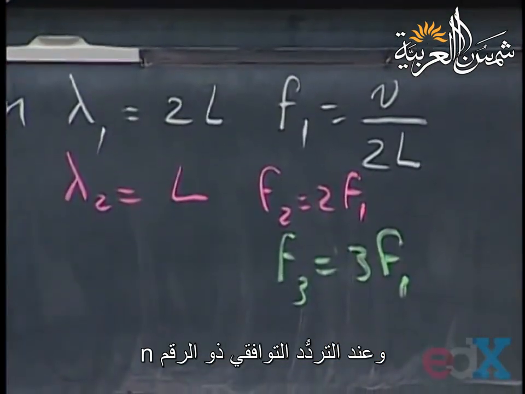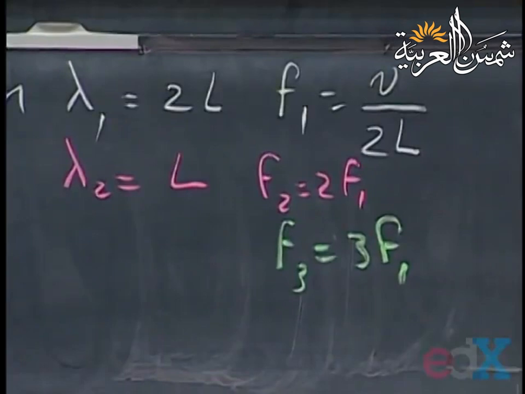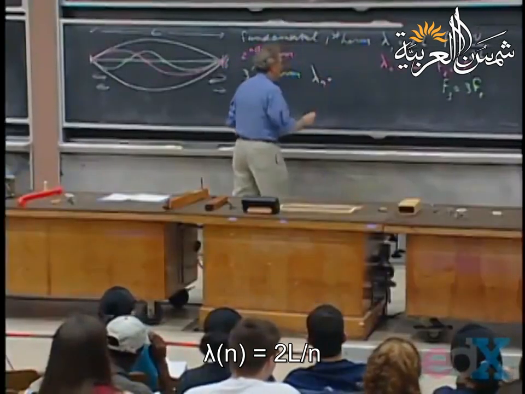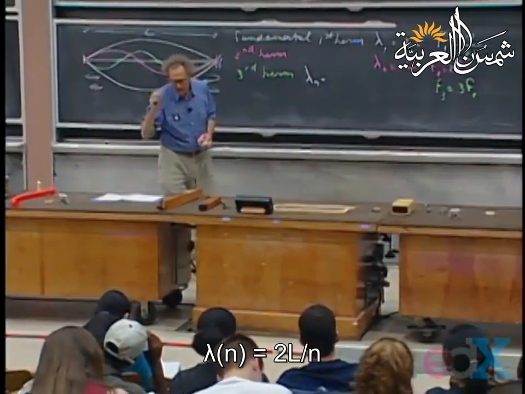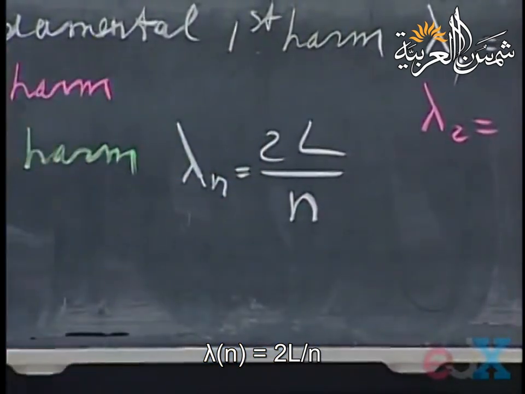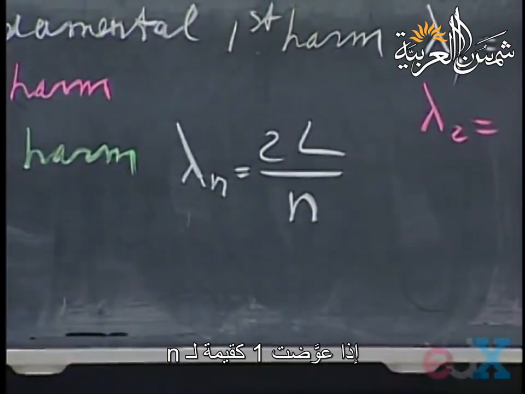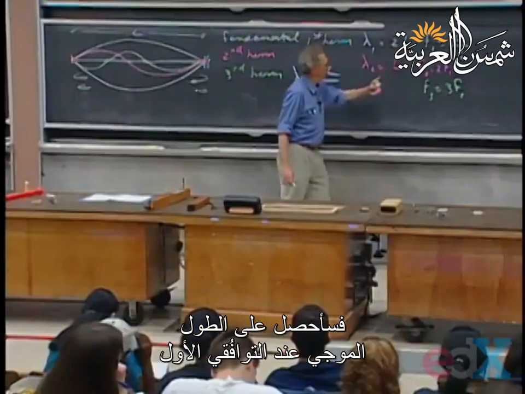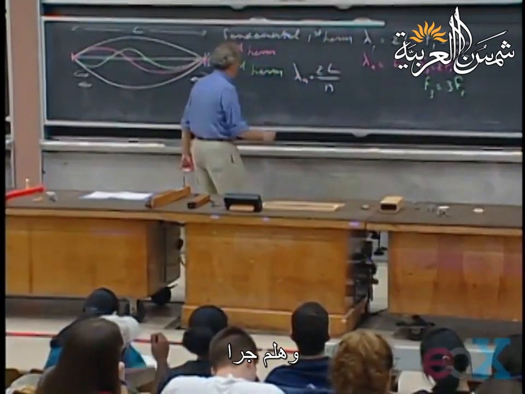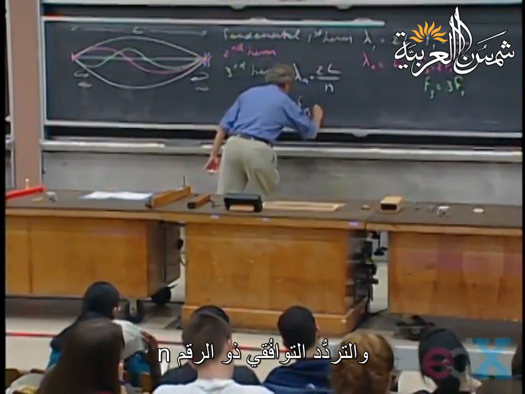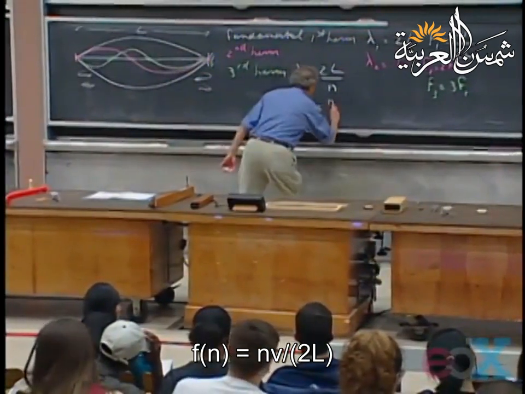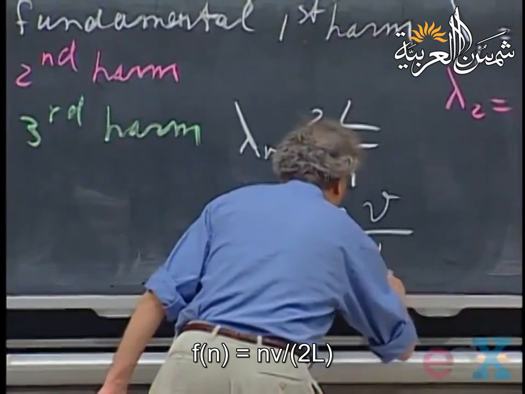And if you want to know for the nth harmonic, n being Nancy, then lambda n equals 2L divided by n. Substitute in n equals 1, and you find the wavelength for the first harmonic. Substitute n equals 2, and you find the wavelength for the second harmonic, and so on. And the frequency for the nth harmonic, n stands for Nancy, is n times v divided by 2L.